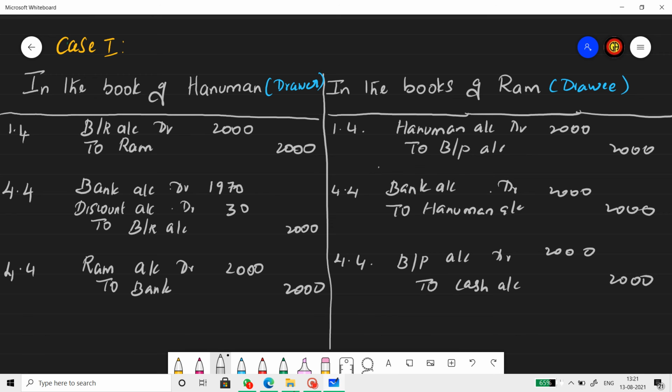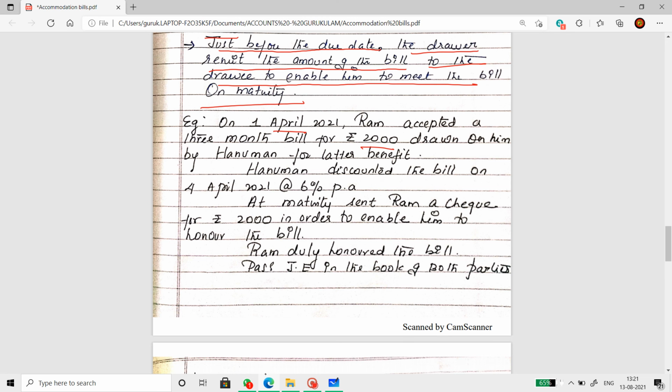Now I just want to check the date at which the bill is being discounted. Right. Okay. So the bill is discounted on 4th April. At maturity, okay. So that's 3 months after. So the date will be a little different here, because from April 1st, 3 months: May, June, July.